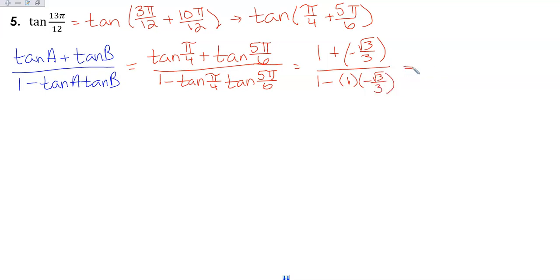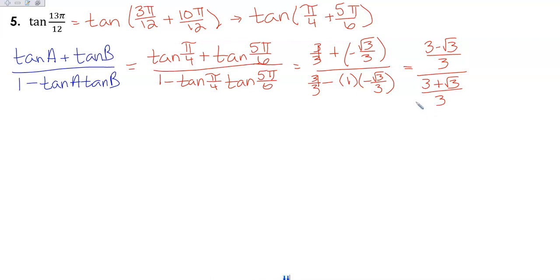All right, so when we simplify this down a little bit, I'm going to change my 1 here to a 3 over 3. Same thing here, so I can combine my fractions. This is going to be 3 minus the square root of 3 over 3, because I have a plus and negative. And my denominator here is going to be 3 plus the square root of 3 over 3.